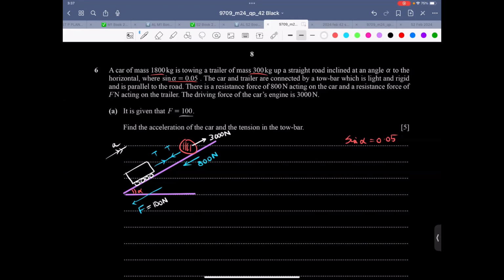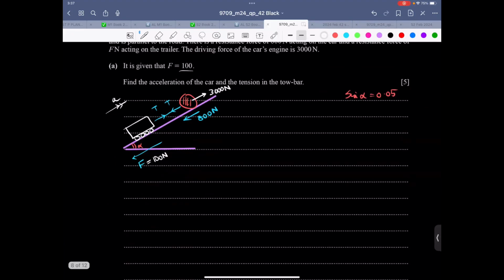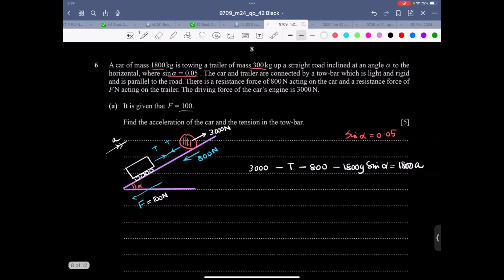So now over here, what do we write? 3000 minus tension minus 800 minus 1800 G sine alpha equals 1800 A. This is necessary. Now let me calculate 1800 G sine alpha, that is 0.05. This comes out to be 900. So the weight component is definitely there. That is 1800 G sine alpha. And the weight component of the trailer naturally will be there. That would be 300 G sine alpha.